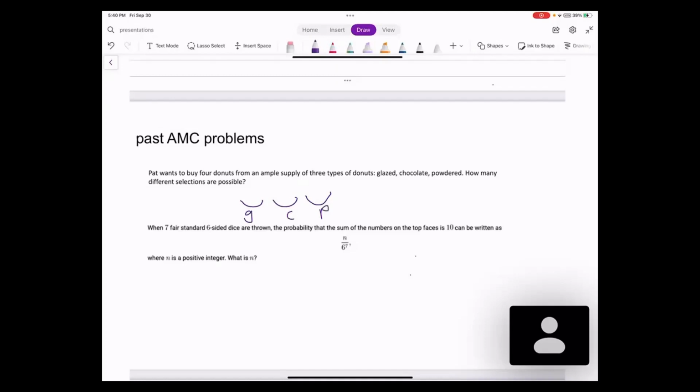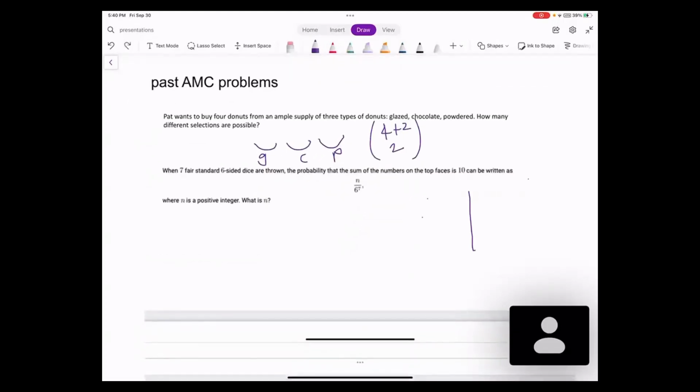Okay, so similar to the crayon problem, what we can do is look at the number of stars, which is 4. And since we want to distribute them into 3 bins, we're going to use 2 bars. So the total number of positions would be 4 plus 2. And then we're choosing the position of the bars, so we would choose 2.